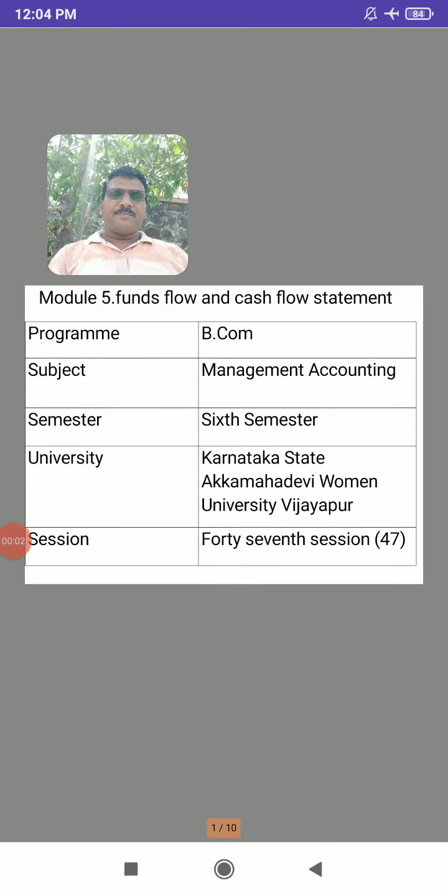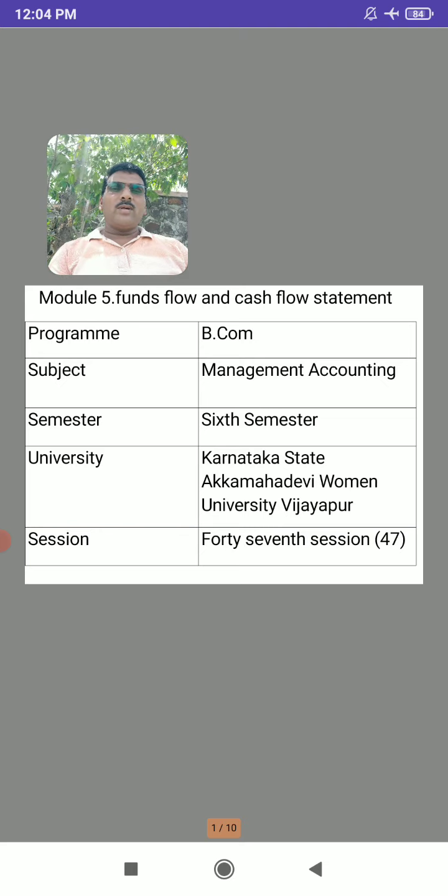Good morning, students. In the last two sessions we have seen what a fund flow statement is, some of its uses, advantages and disadvantages. In the same way, we have also seen how to prepare the fund flow statement and what the steps in its preparation are, the four important steps you have studied one by one.